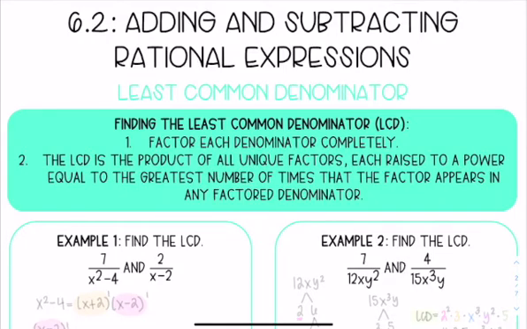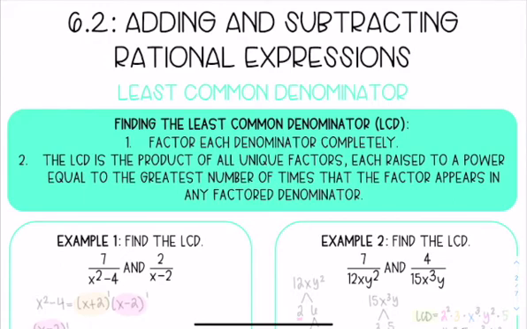In section 6.2, we're looking at adding and subtracting rational expressions. First thing we need to talk about is the least common denominator and how to find it. You want to factor each denominator completely. The LCD is the product of all unique factors, each raised to a power equal to the greatest number of times that the factor appears in any of the factored denominators.